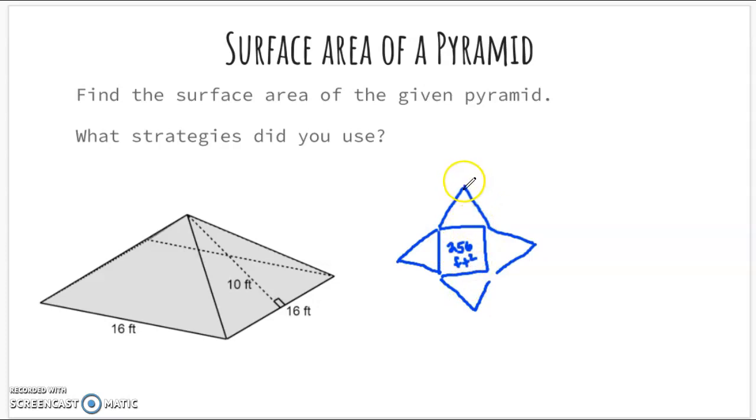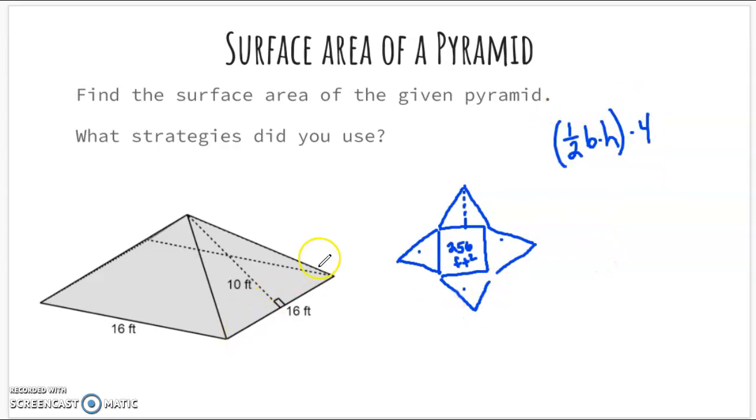And then to find the area of one of our triangular faces, we're going to do 1/2 times the base times the height, right? And since our base is a square, I have 1, 2, 3, 4 congruent figures. So I'm going to take that and multiply by 4.